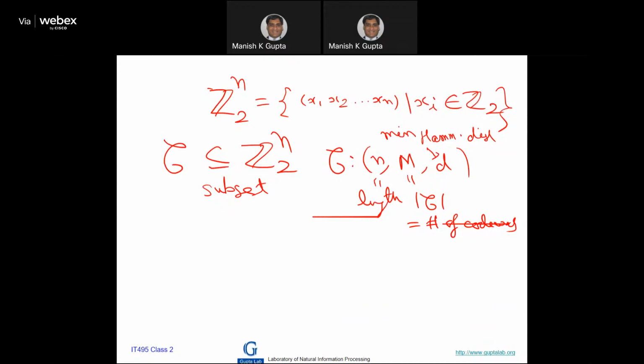You can do encoding and decoding for these kinds of codes as well, and these are known as non-linear codes. Why are they non-linear? Because if you take two vectors out of this set, their sum may not belong to the same set. So this is a non-linear code. Then we can describe a linear code.